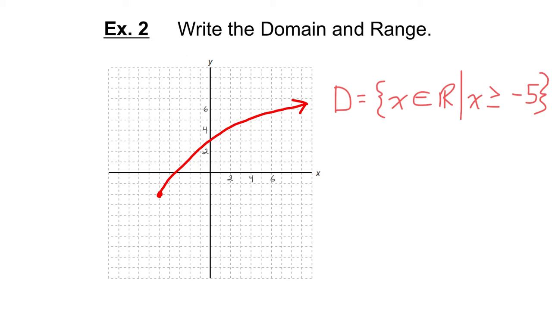Now, if we think about the range, it's similar. Range is the y values. What's the lowest possible y value? -2. And what's the highest possible y value?